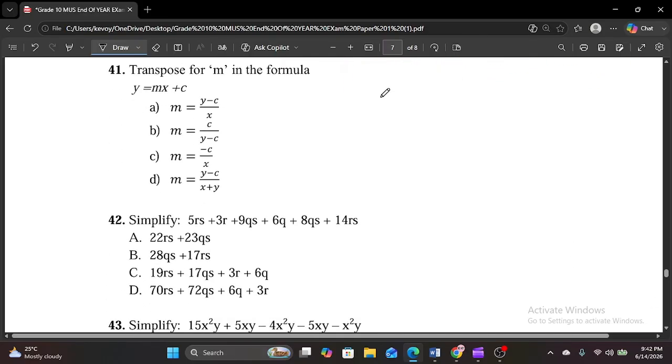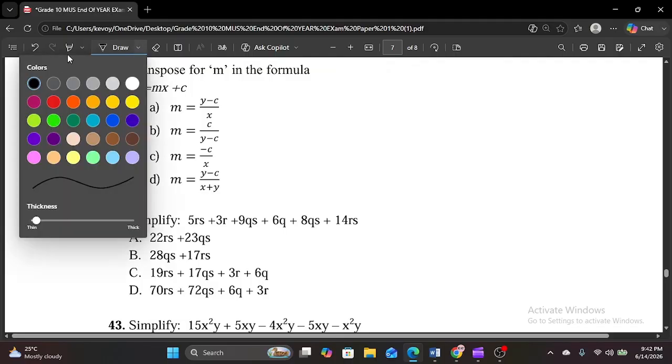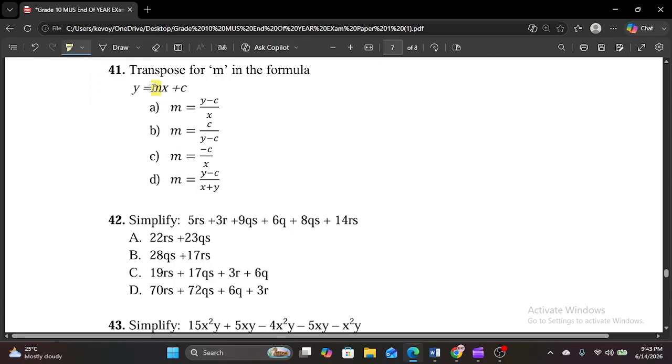All right. Transpose for m in the formula. So we have y is equal to mx plus c, and we want to make m the subject of the formula. In order to make m the subject of the formula, we move over everything just as though we would solve our equations like before. The first thing we have to move over is found by doing the reverse of the order of operations. So that tells us what we're supposed to move away first.